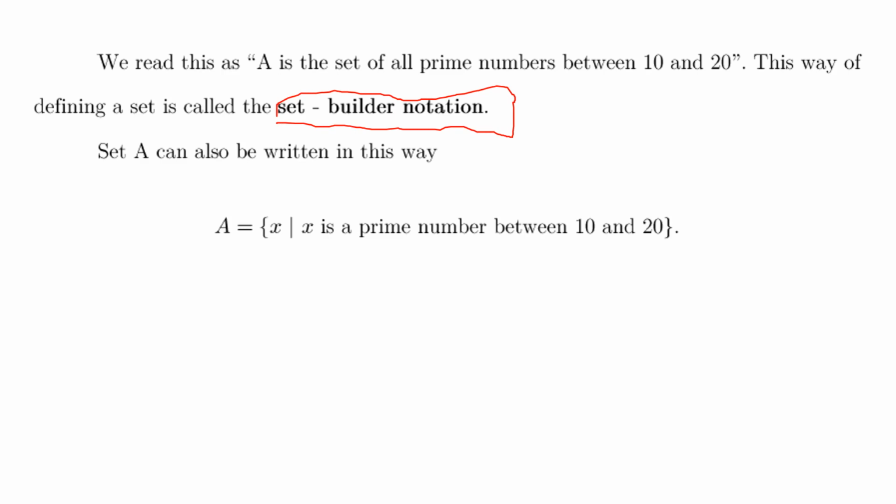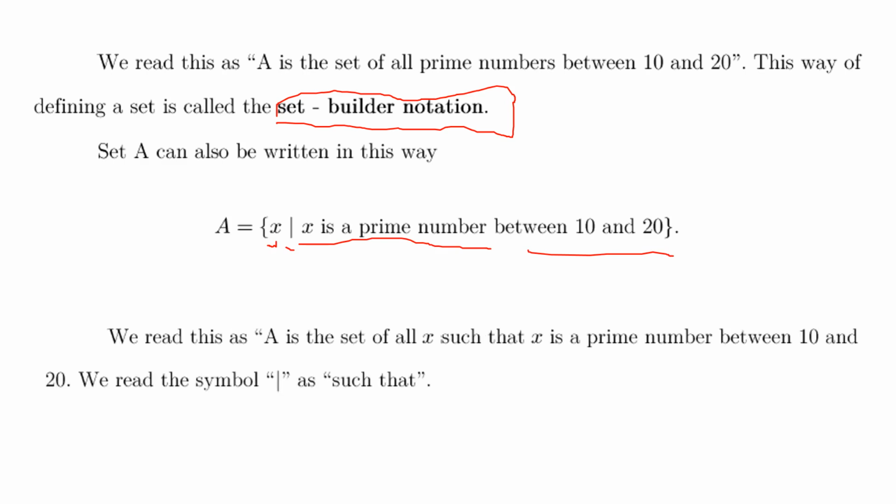Set A can also be written in this way. A is the set of all x such that x is a prime number between 10 and 20. We read it as A is the set of all x such that x is a prime number between 10 and 20. The symbol, this vertical line here, we call it "such that."